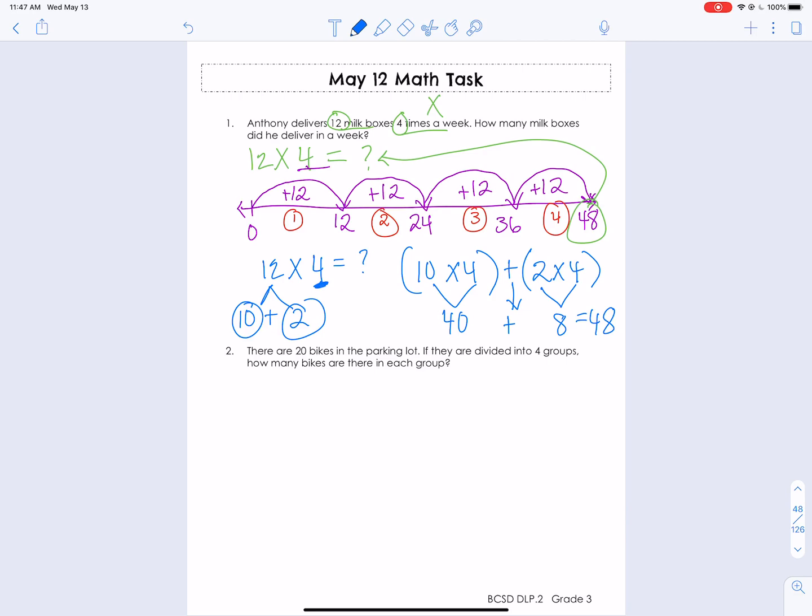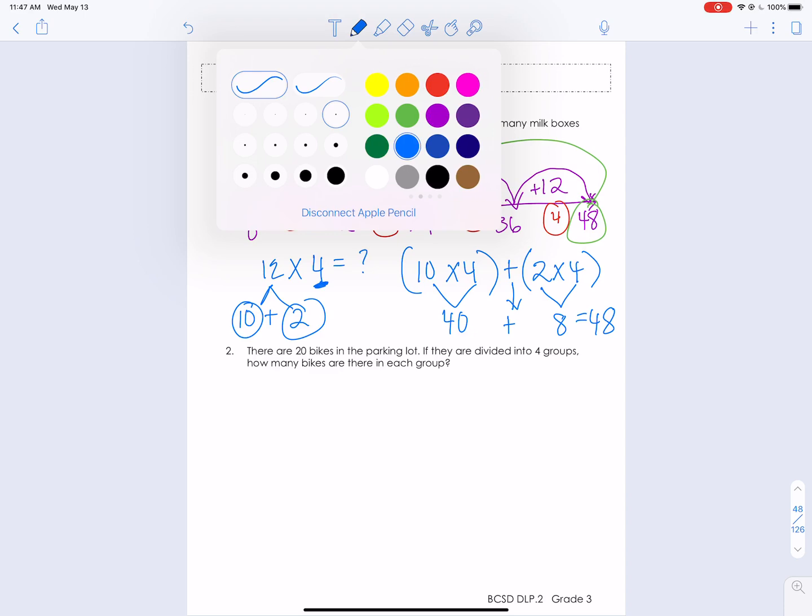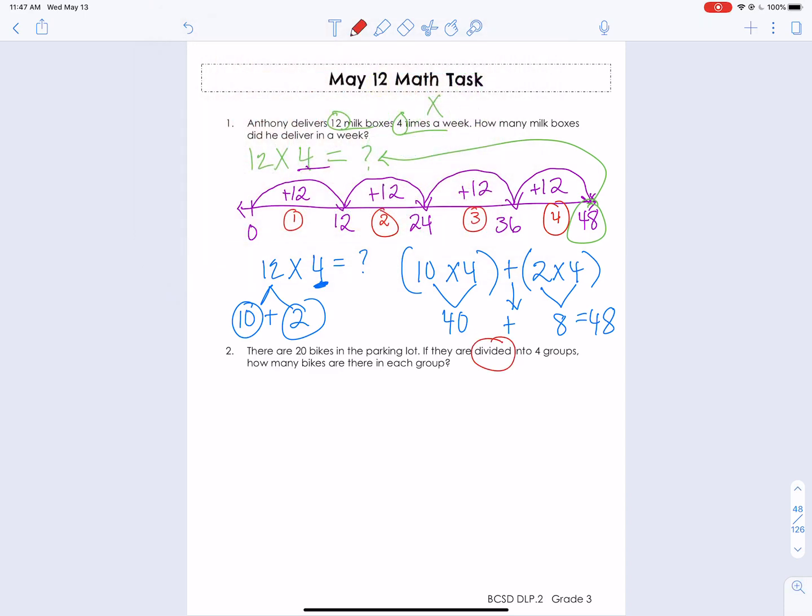All right, number 2. There are 20 bikes in the parking lot. If they are divided into 4 groups, how many bikes are there in each group? This one would actually be pretty easy to do with equal sharing. I already know that it's division because it says the word divided right here. And 4 groups reminds me of the groups that I make when I'm doing equal sharing. So I need to draw those 4 groups out.